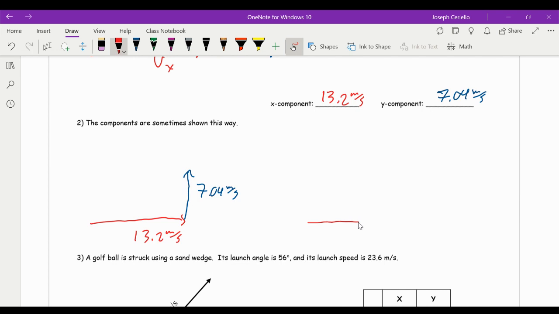The horizontal component of 13.2 meters per second, and the vertical component drawn from here of 7.04 meters per second. So just be aware that you might see it drawn either way, but they both represent the same thing. Remember, for the second way we just drew this, we can slide one of those two vectors so that we can add them tip to tail.